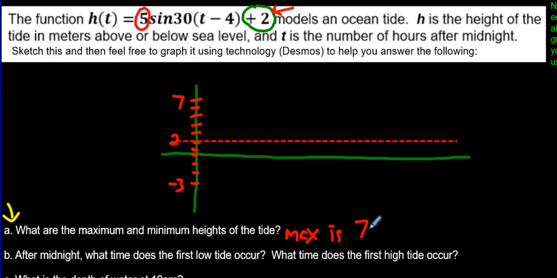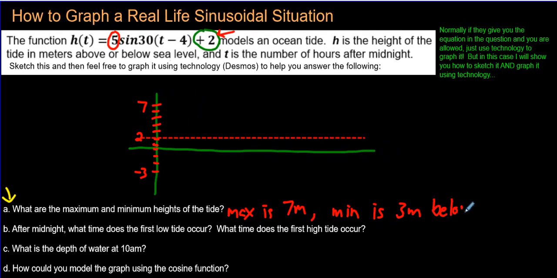So the maximum is 7 meters above sea level, and I'm just not going to write that here because I don't have the space. And the minimum height is 3 meters below sea level. Sea level would be right at 0, which is right at this green line right here, the x-axis. So the maximum is 7 meters, the minimum is 3 meters below. We could have answered this without even graphing this thing like we're doing right now. We could have just looked at this 2 up here, added 5, that would give us 7, and we could go 2 minus 5, and that would give us our -3, which is 3 meters below sea level.